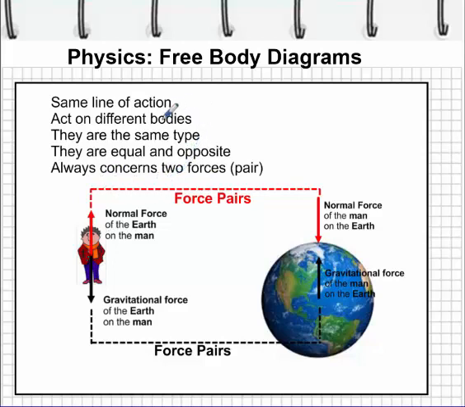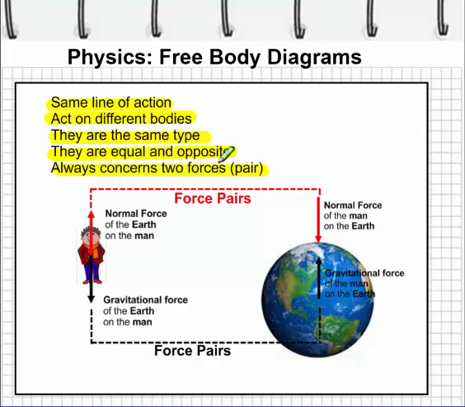Force pairs always act on different objects. So let's just highlight this. Again, same line of action. They act on different bodies. You're not going to see two force pairs on the same object. They are the same type of force. And this is very important. They are equal and opposite in direction. Okay, and they always concern two forces. That's why they're called a pair.